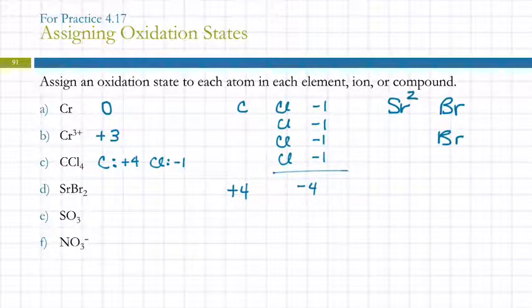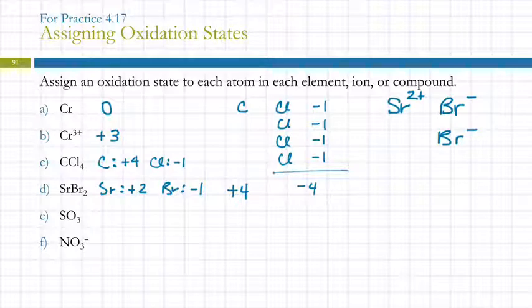Well, strontium's +2, and bromine is -1, right? Just from their position on the periodic table. This is a strontium ion. Its oxidation state is the same as its charge. So for the strontium, the oxidation state is +2. Each bromine has an oxidation state of -1.